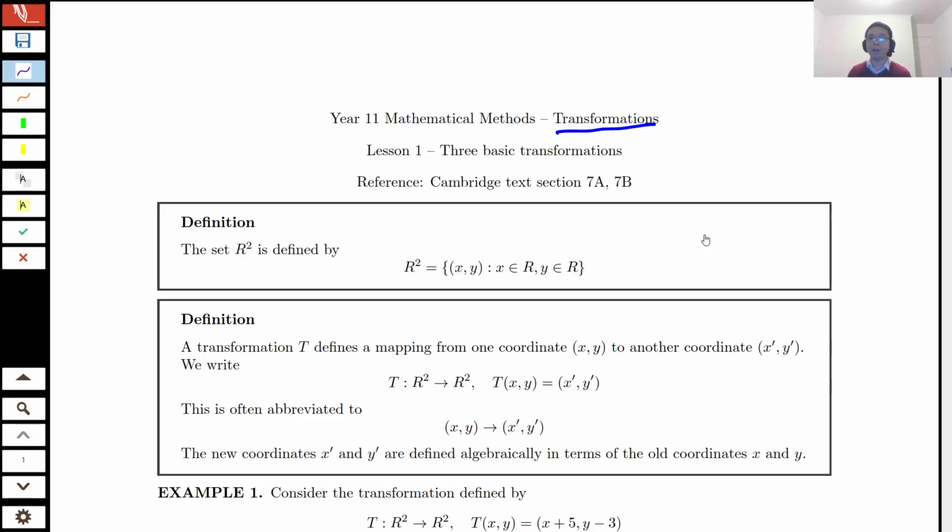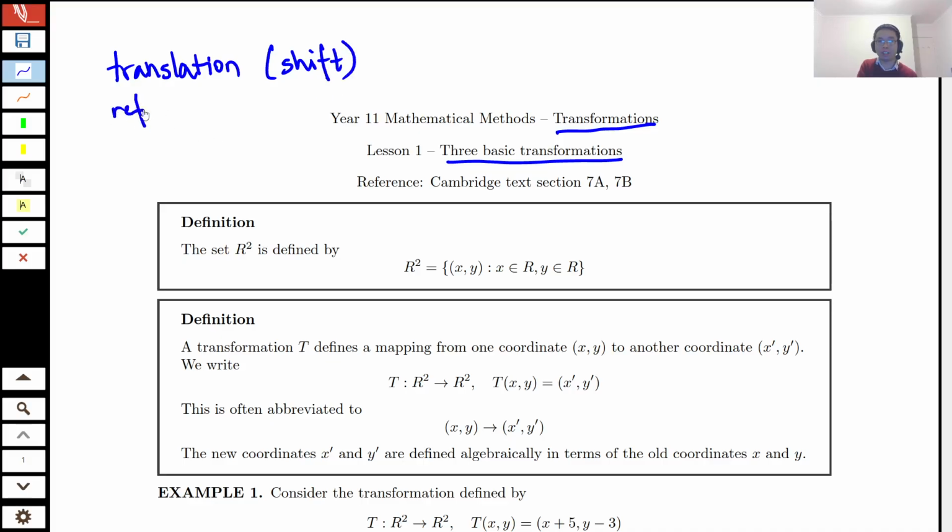In this video, I'm going to cover 3 basic transformations. These are the only transformations you need in this course, and you've already heard of them in your Year 10 studies at school. They are a translation, which is like shifting, a reflection, which is like a mirror image, and a dilation, which is like a stretch.